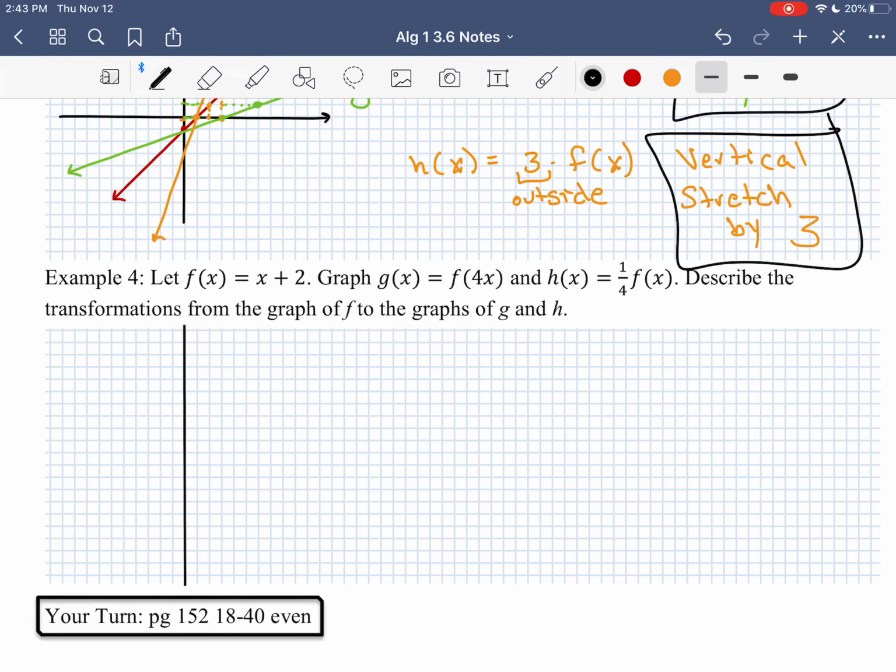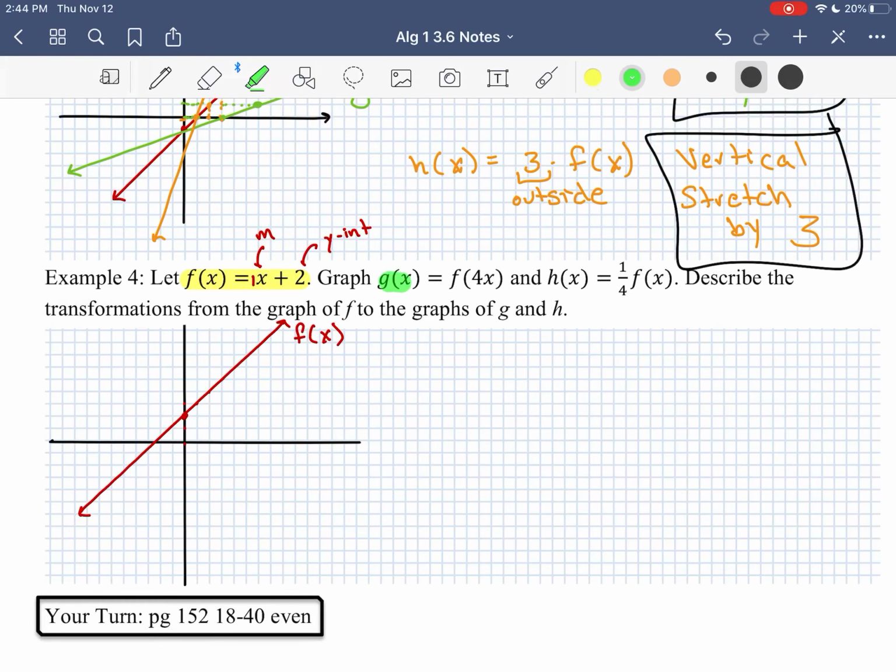Okay, so first we need to graph our parent. So our parent is this guy right here. F of x equals x plus 2. So this one has a y-intercept of 2, a slope of 1. So crosses the y-intercept of 2, up 1 over 1, up 1 over 1, up 1 over 1. So we've got this nice little positive sloped line right here. Let's label it as f of x.